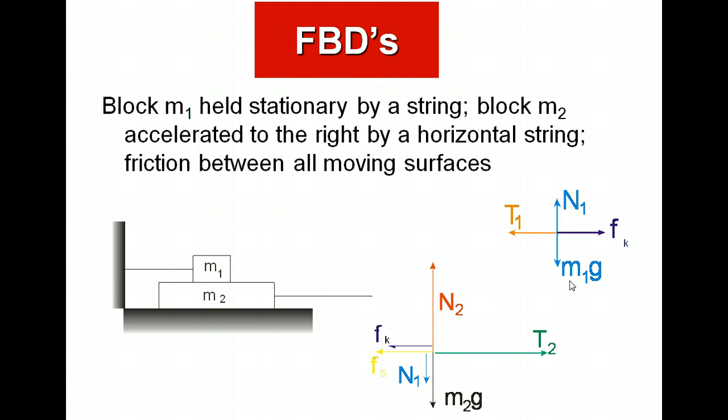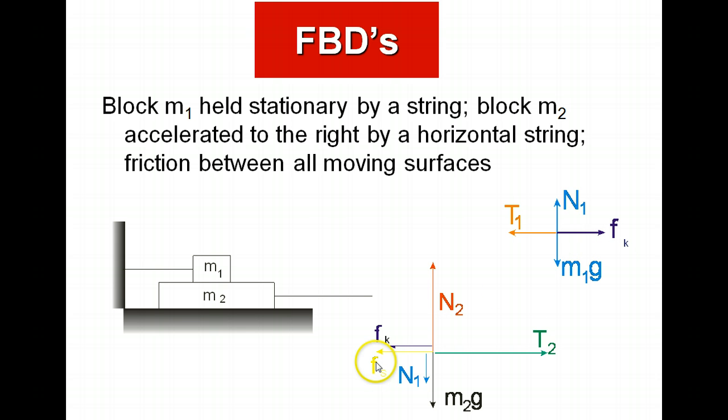Here's a free body diagram of M2. Again, weight of M2, the normal force of the table. Here's the force exerted by M1 downward on M2. These two are action-reaction forces. This came out, the color's not right, but this is a kinetic friction force. These two are the action-reaction forces. The force of M2 on M1, this is the force of M1 on M2. Action-reaction forces, equal and opposite.